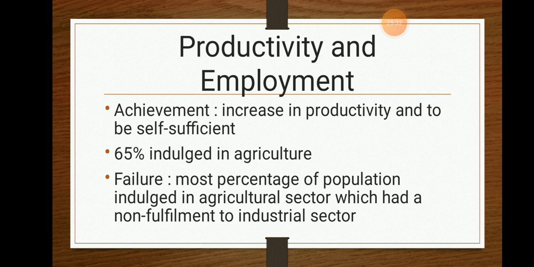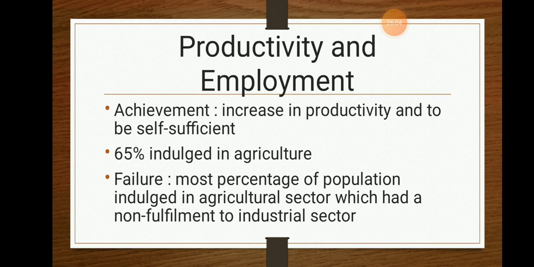And later, the employment structure. In the beginning we saw that 85% of the people were engaged in agriculture. Now the percentage of people engaged in agriculture has been reduced from 85 to 65. So what about the other 35 percent of people? They are employed in the other sectors, that is the secondary and the tertiary sector.